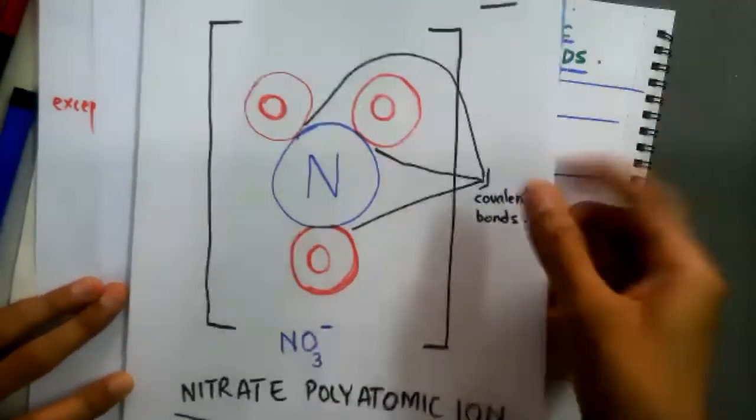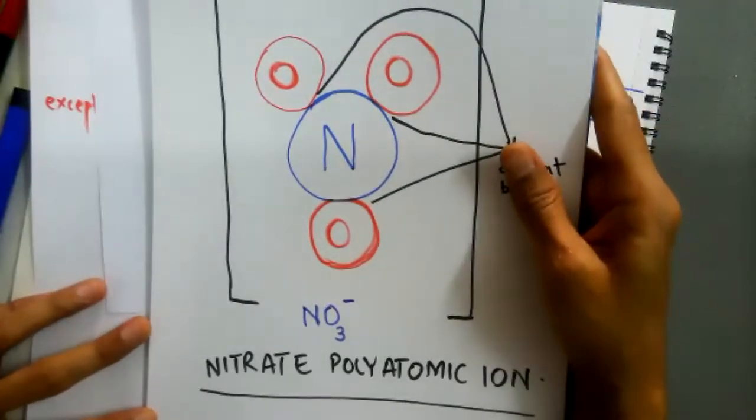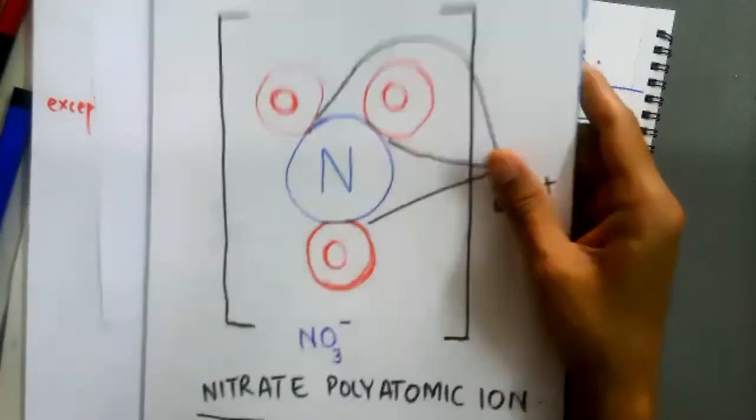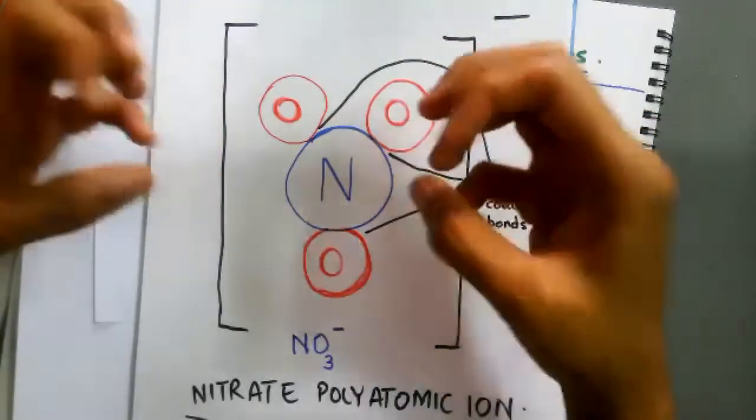So the scientifically correct answer is that atoms that are covalently bonded, if they separate from each other, do not have the stable electron structure.